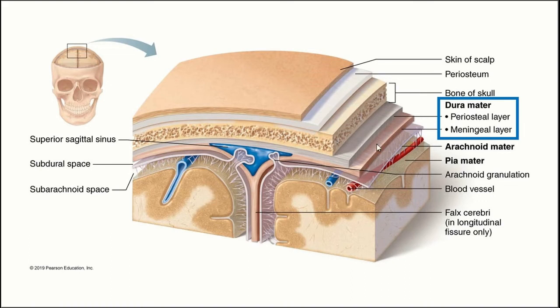Now, the periosteal layer of the dura mater attaches to the inner surfaces of the skull, and this is the most superficial of the two dura mater layers. And then we have the deeper meningeal layer, which is closer in proximity to the brain itself. So in general, these two layers are actually fused together. However, in certain areas, the two layers are separate, and they form small cavities called dural venous sinuses.